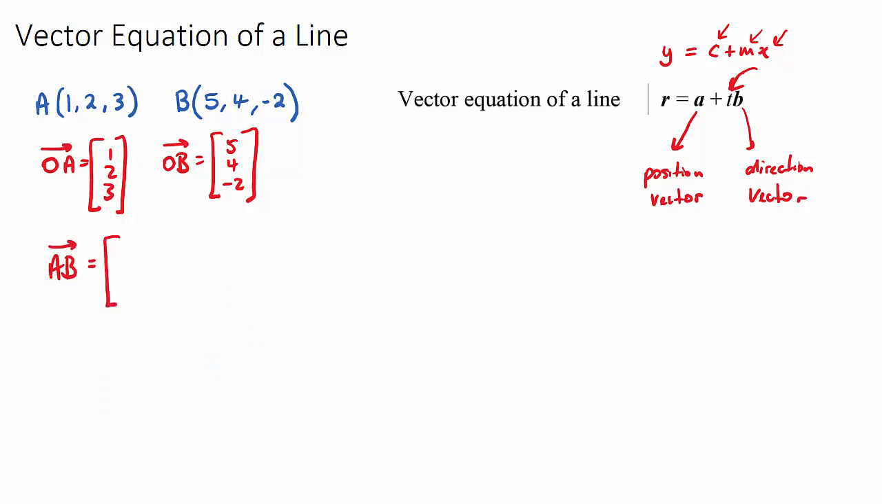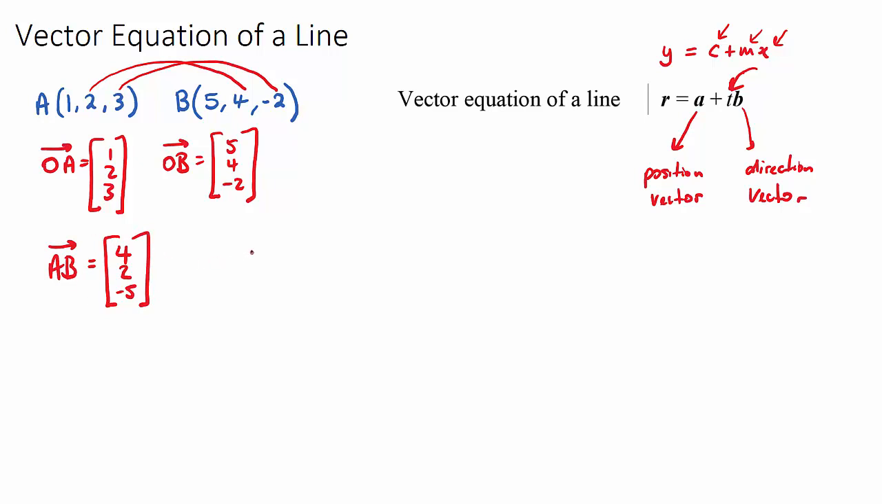Now AB is just the journey from A to B. You can use your vector addition and subtraction here by going OB minus OA and solving for that. Or it's just as simple as thinking, how do we get from 1 to 5? Well, we go positive 4 units. How do we go from 2 to 4? Positive 2. How do we go from 3 to -2? We'd go down 5. So that is going to be the journey from A to B. Okay, so that's all we need.